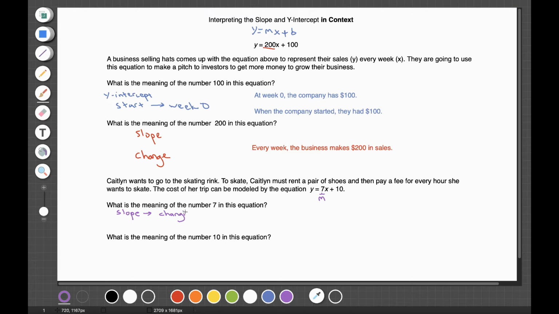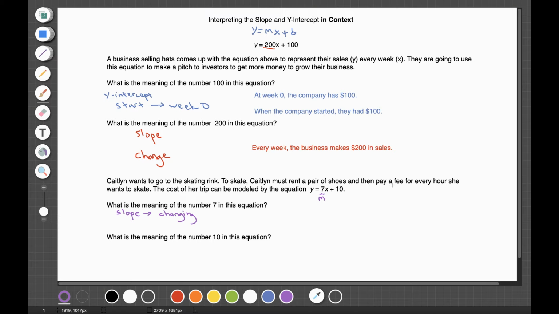Okay, so let's go ahead and look back to the context. So she wants to go to a skating rink. To skate, she must rent a pair of shoes and pay a fee for every hour. So there's two different things happening there. She has to rent a pair of shoes, and then the other thing is she has to pay a fee every hour. Which one of those is a changing amount? Meaning, which one is changing per some other variable? Great job. So she's paying the fee every hour.